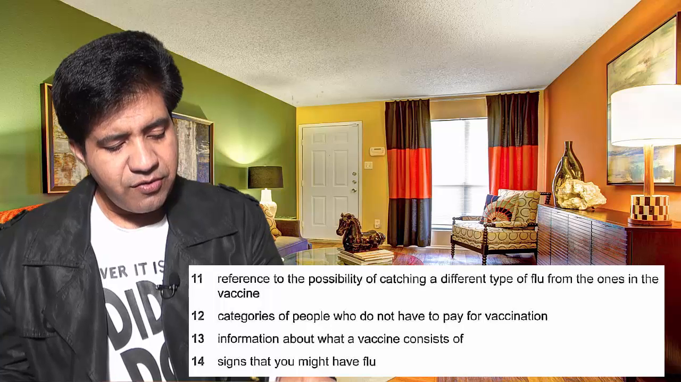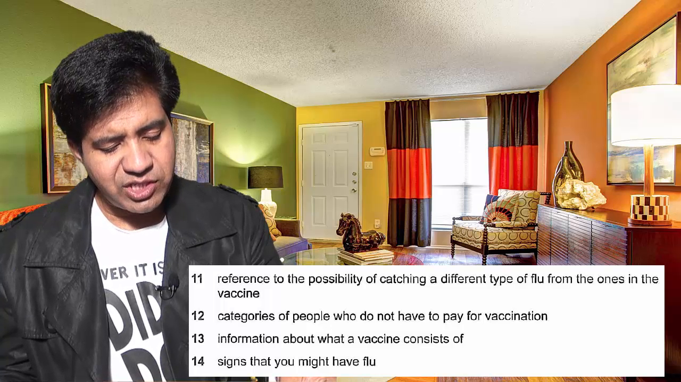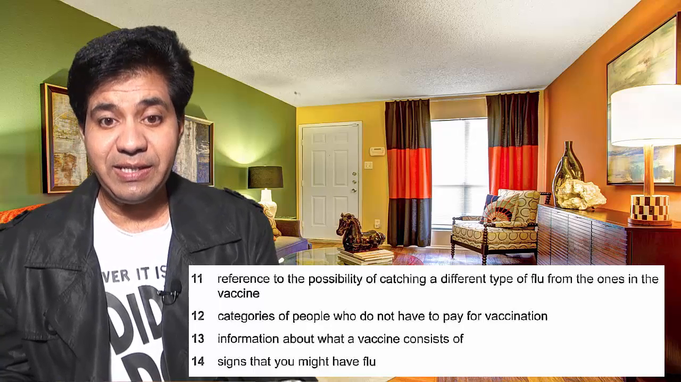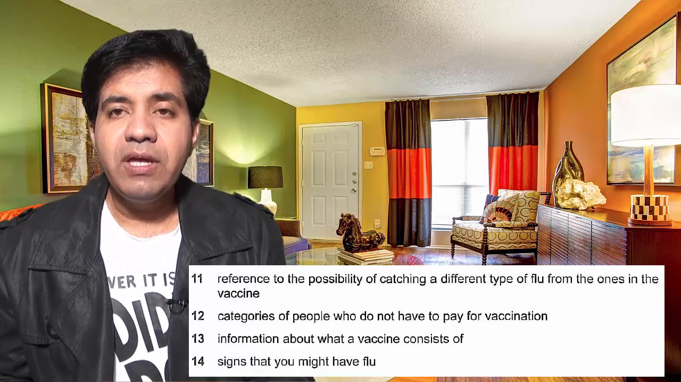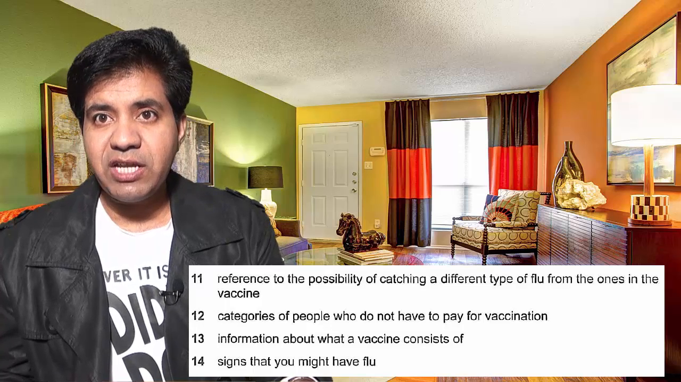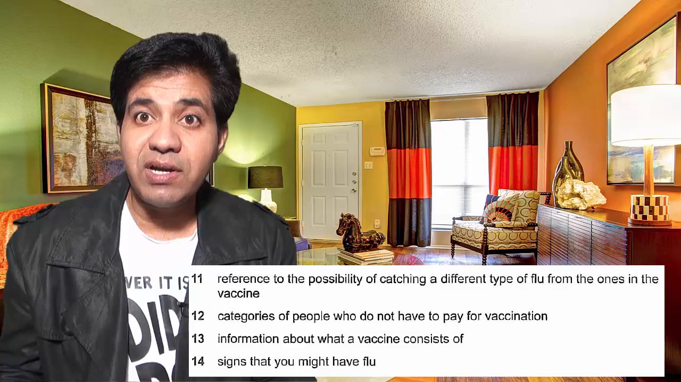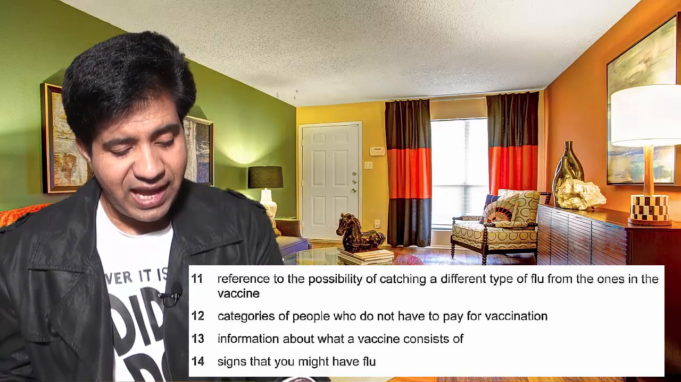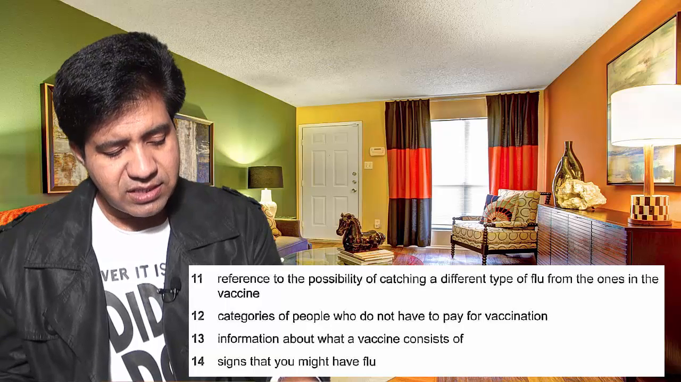Question 11. Reference to the possibility of catching a different type of flu from the ones in the vaccine. Now in one paragraph, they talk about a different type of flu. Possibility of catching. For example, you got the vaccination for one type of flu and you catch another type of flu and you didn't get the vaccination for that. From the ones in the vaccine.